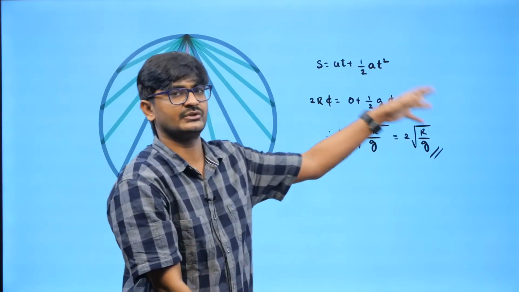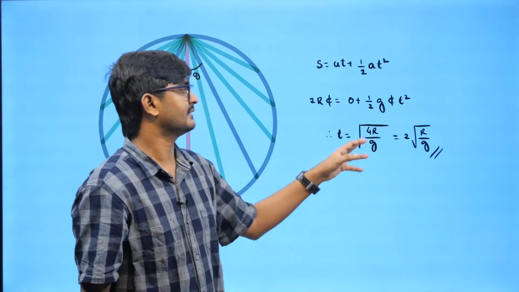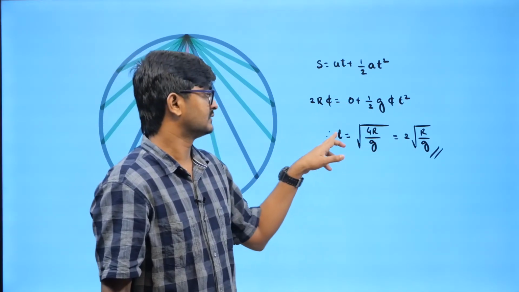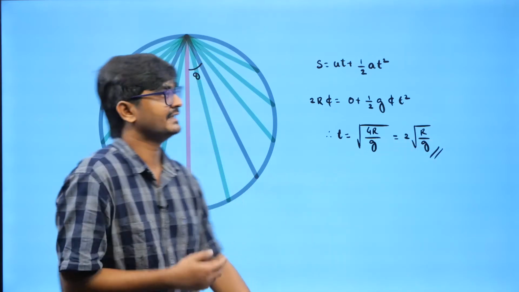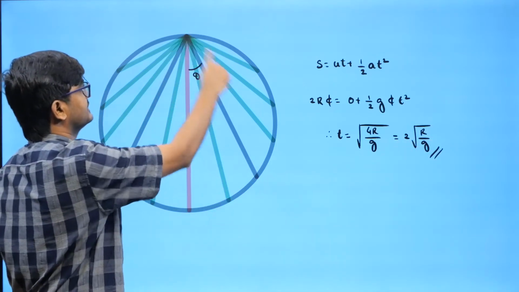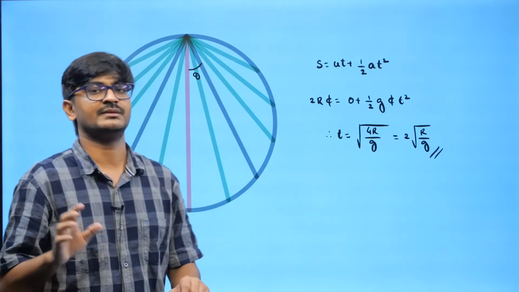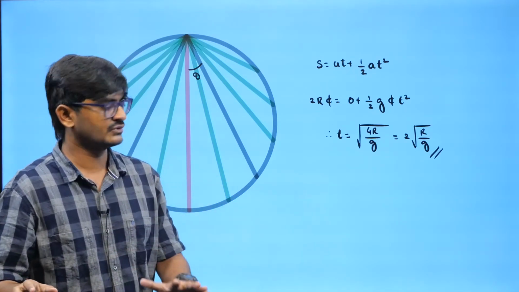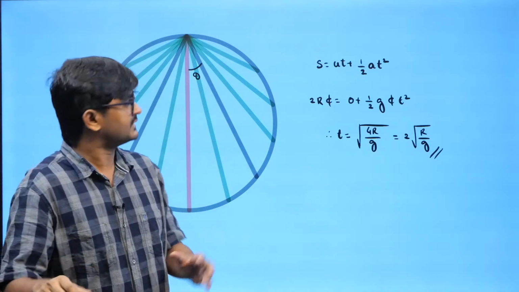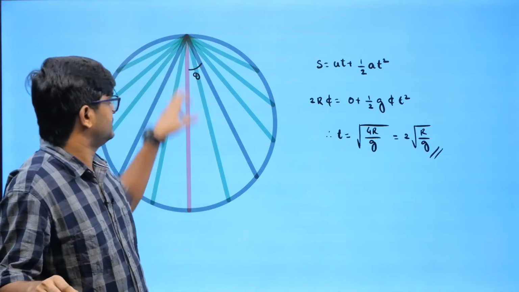When I apply s equals ut plus half at squared, I will get cos theta cancelled. So t will turn out to be a constant value. The meaning is for all these paths the time taken will be the same. That's the crucial thing, which is the time taken for free fall that you can see, right?